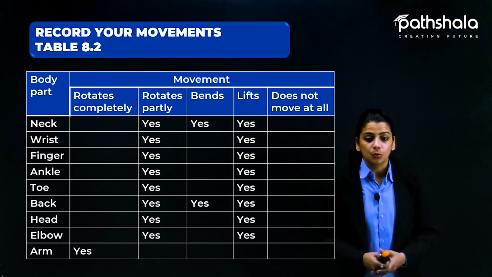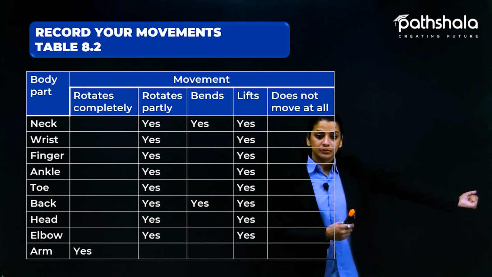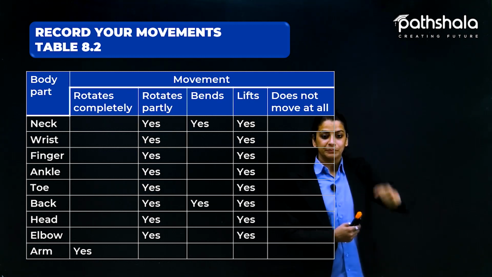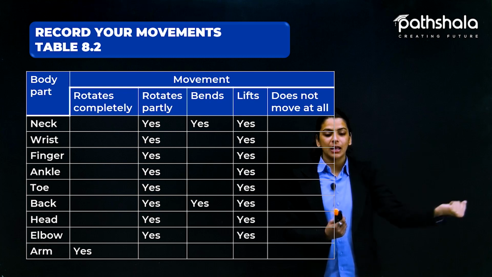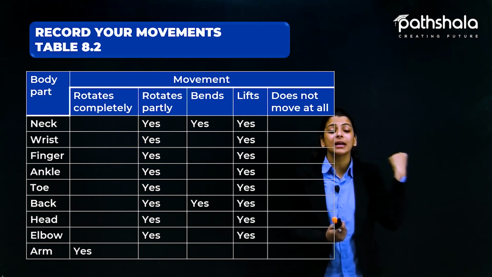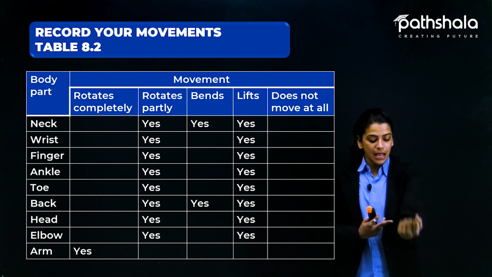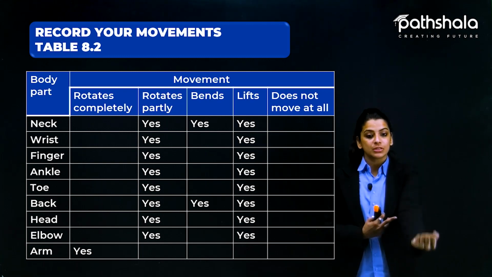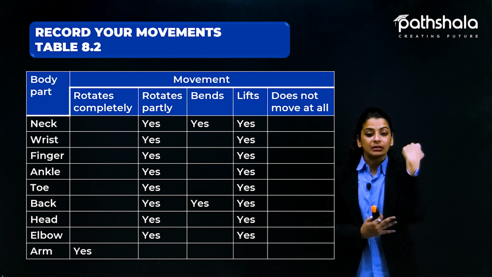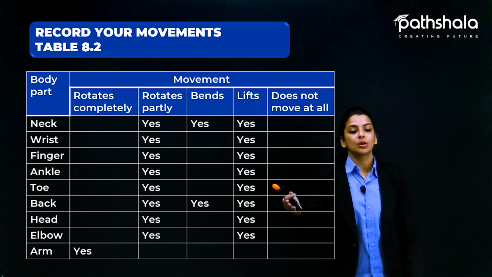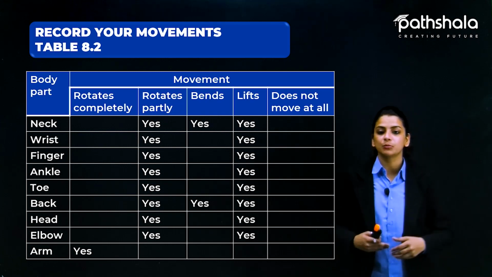Next आता है elbow. This is my elbow. Yeah. I am able to what? Rotate it. See, rotate हो रहा है but complete नहीं हो रहा है. My elbow is rotating partly. And I am able to lift it also. See, like this. So these two movements are happening in case of my elbow. Does not move at all में कुछ नहीं आएगा because it is still moving.